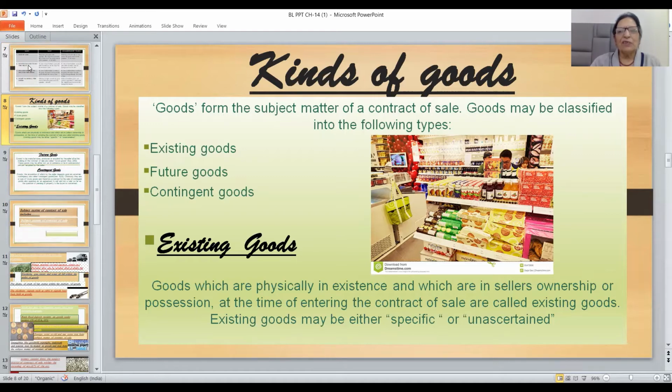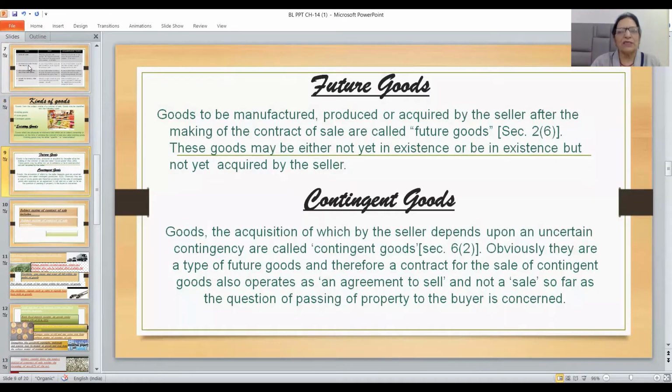And now kinds of goods or classification of goods is another very important heading from examination point of view. Goods form the subject matter of a contract of sale. We can classify the goods into 3 categories. First is existing goods, second is future goods, and third is contingent goods. Existing goods means the goods which are owned and possessed by the seller at the time of formation of contract. Existing goods may be either specific goods or ascertained goods.